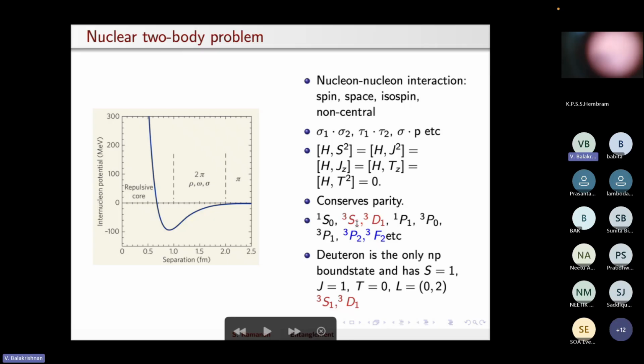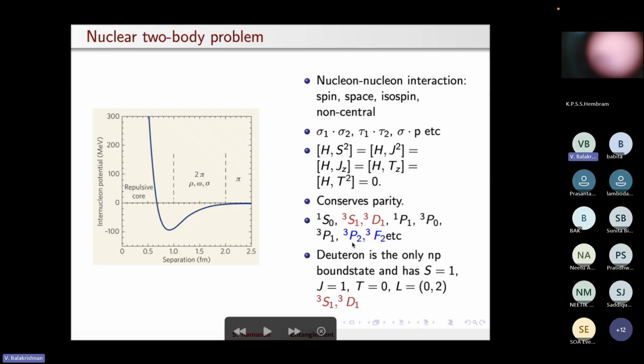Then you can ask what happens if I change the value of L. Then you have S equal to 0, S equal to 1. That gives you the 1P1 and 3P0. But because L is 1, you can have more values for J, which are 0, 1, and 2. Therefore you have 0, 1, and 2 given in the subscripts for the P waves, which are 3P0, 3P1, 3P2.